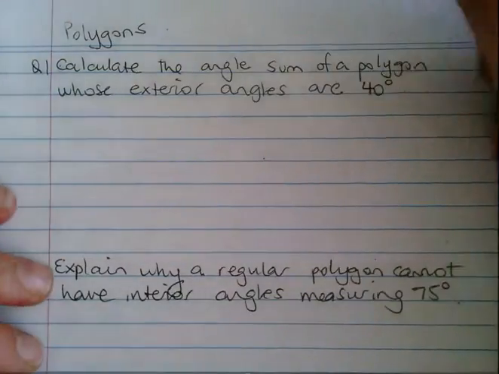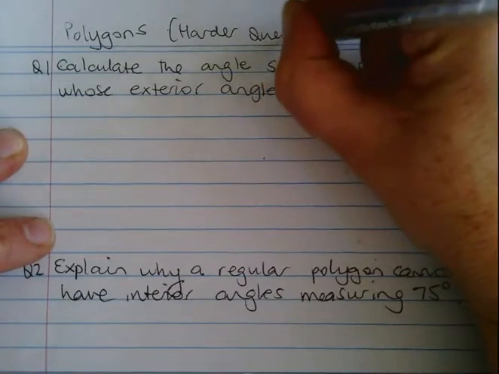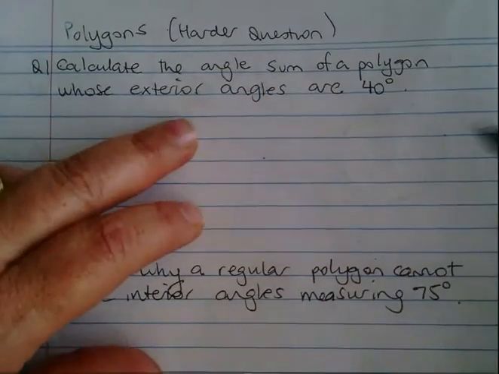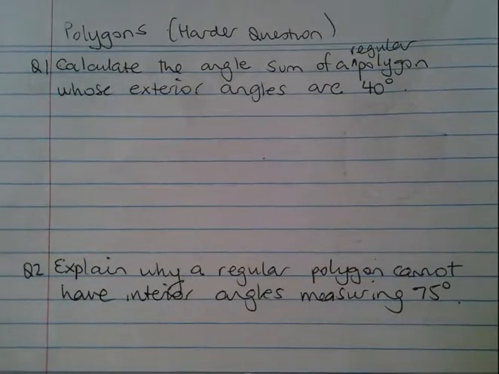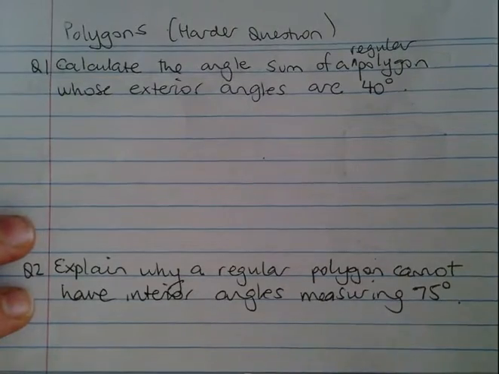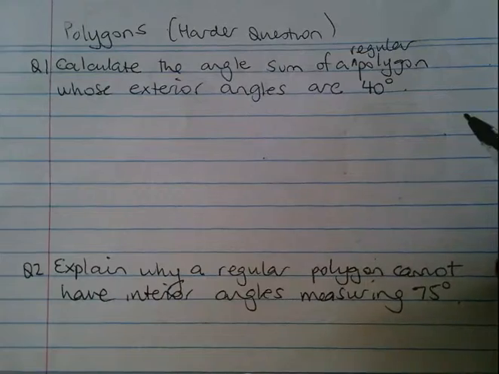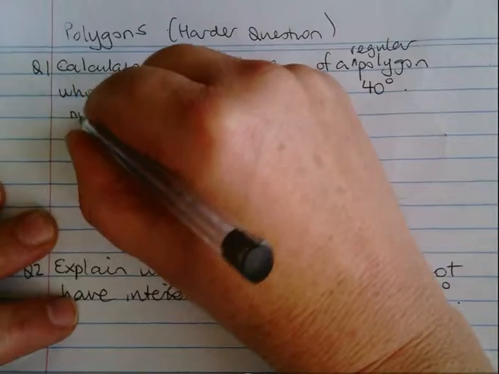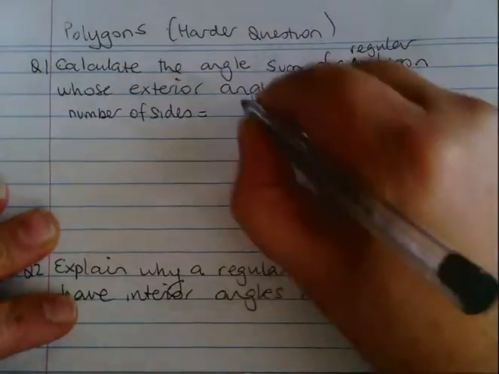Some extra questions on polygons, so some harder questions. Calculate the angle sum of a regular polygon whose exterior angles are 40 degrees. Now remember, the sum of all the exterior angles of any polygon is 360 degrees. If it's a regular polygon, it means all the interior and all the exterior angles are the one size. So we could find the number of sides. How would I find the number of sides that this polygon has?